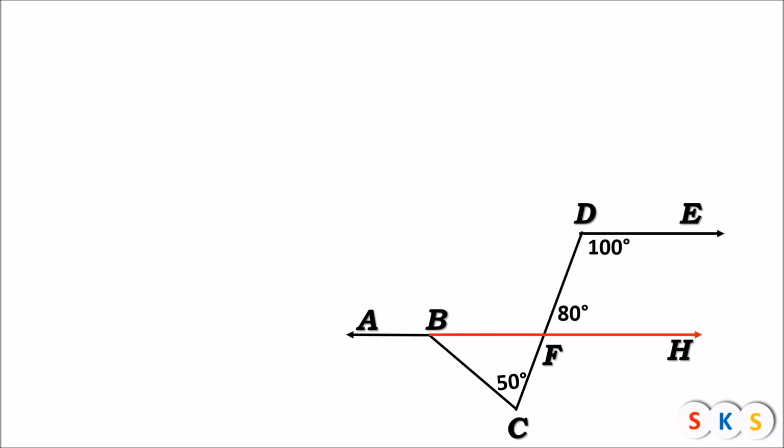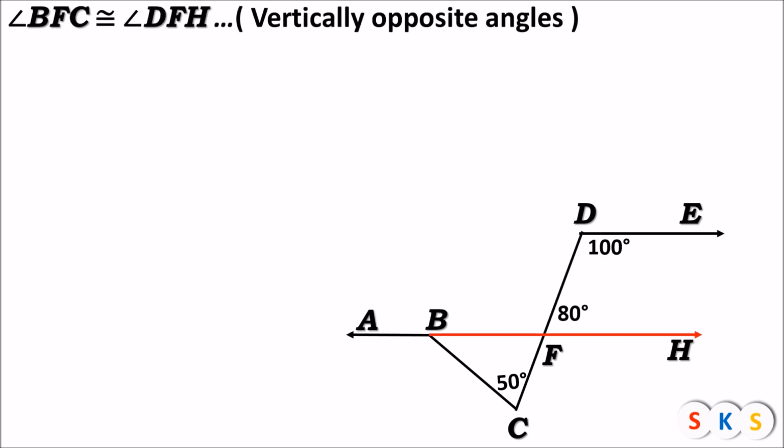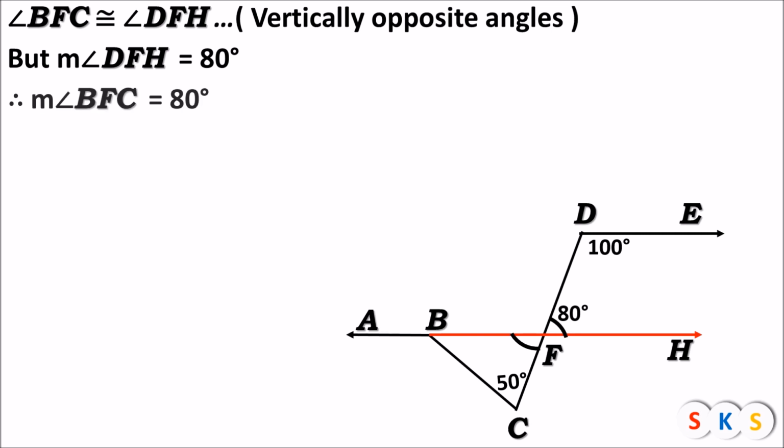Look at this figure. In this figure, angle BFC is congruent to angle DFH. Okay, can you see angle DFH and angle BFC? They are vertically opposite angles, and we know vertically opposite angles are congruent. So here it is given angle DFH equals 80 degrees. Therefore, angle BFC will also be 80 degrees.